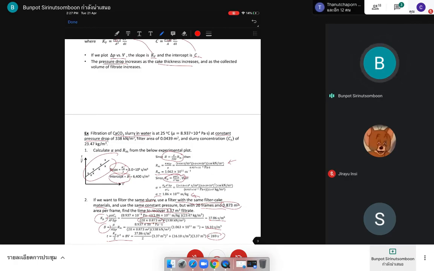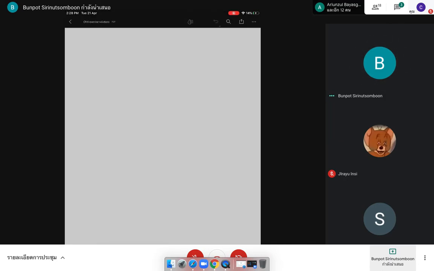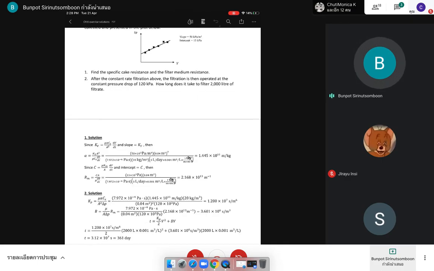Okay, so this is an example for constant pressure drop filtration. And then for this exercise, we are also given the linear relationship between delta P and V, and it says that they try to use a constant filtration rate of 3 liters per day. So this one is going to be constant rate filtration. Okay, and this is how I did it.